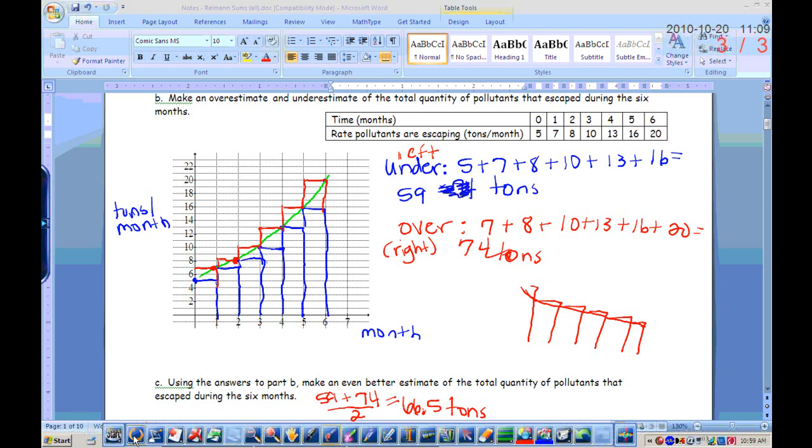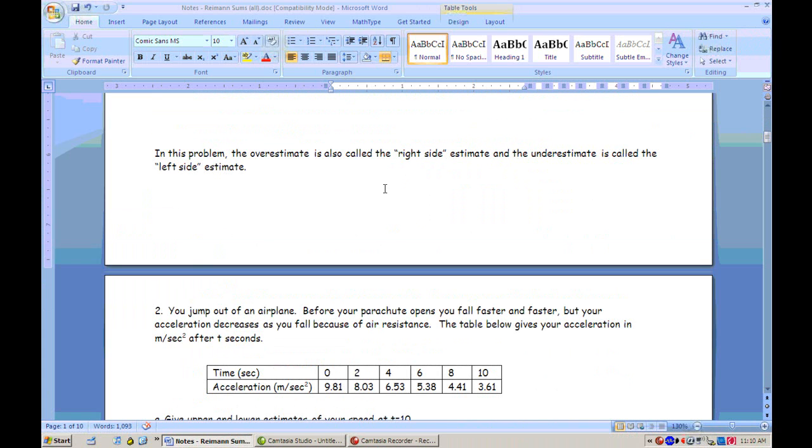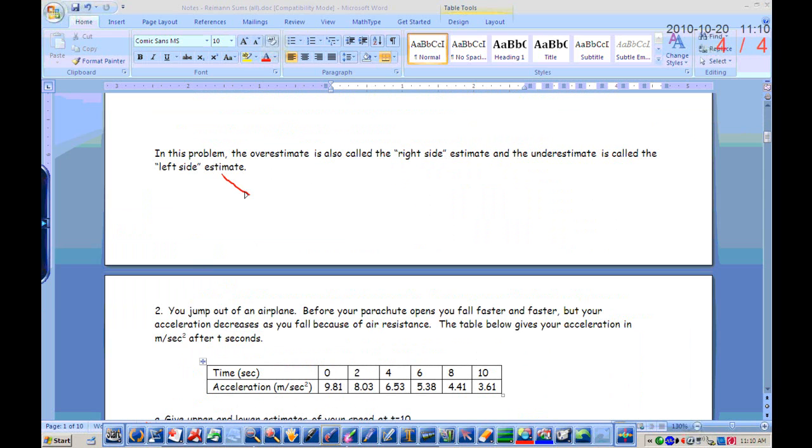All right, however, y'all are a step ahead of me. If the graph is decreasing, okay, so you've got a graph that's decreasing. Is this an over or an underestimate? That would be an overestimate. And what side of the rectangles is my line hitting? The left. So for a decreasing graph, the overestimate is also the left estimate.